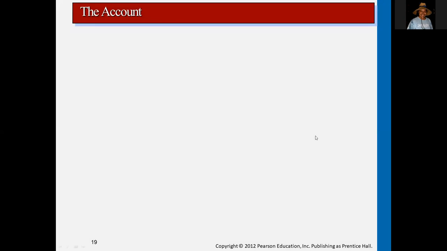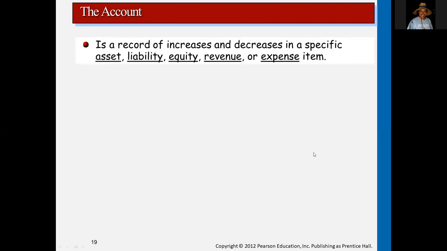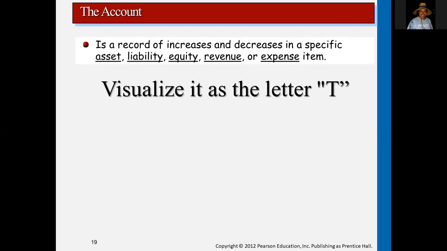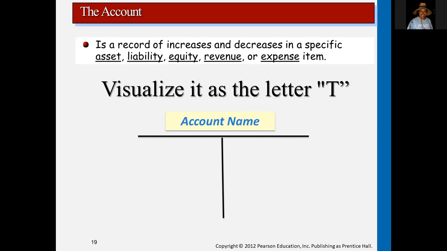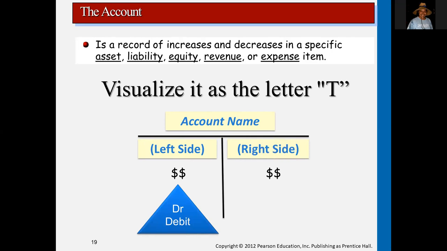So what is an account? Okay, when you record a transaction, you have to know that all transactions are kept in the accounting records through the accounts. So there are accounts for expenses, liabilities, equity, revenue, etc. And an account is basically a record, and in this day and age, a record in your computer file. You can visualize it as the letter T, where every account has a name and it has a left side and a right side. The left side is called the debit side. The right side is called the credit side. Okay, what you learn is that a debit to an account can represent an increase or decrease.